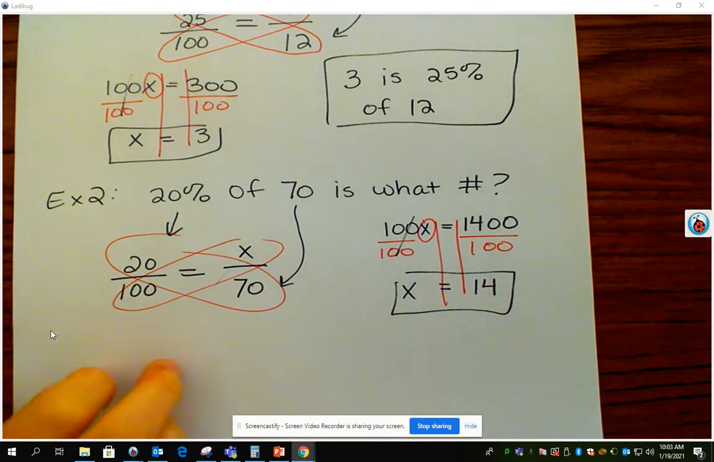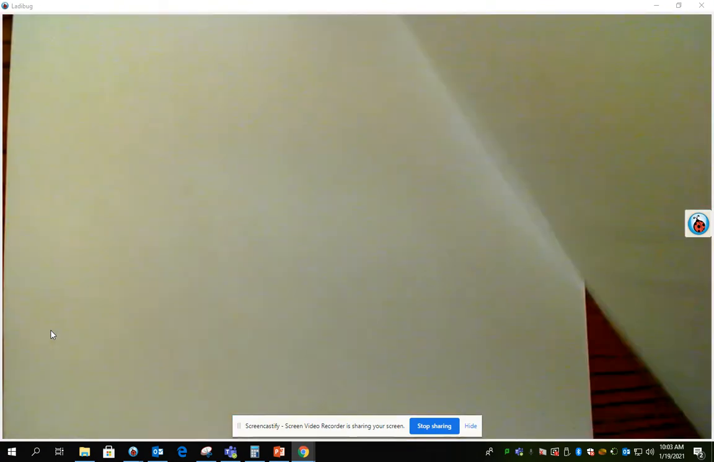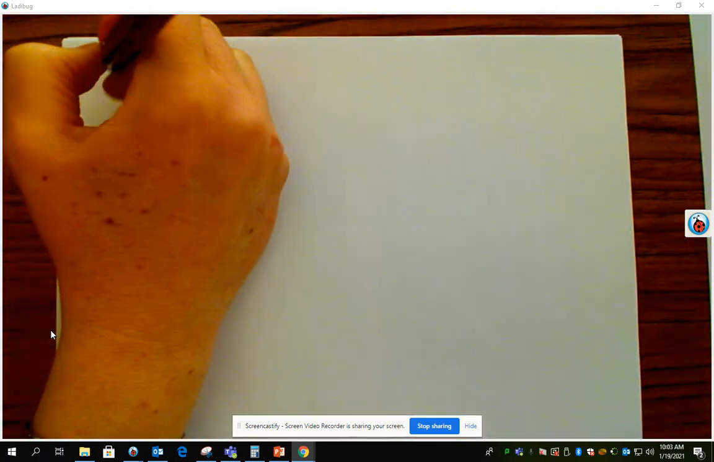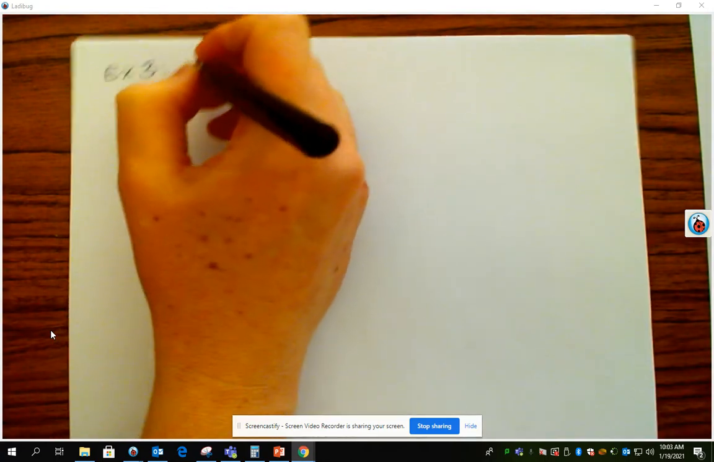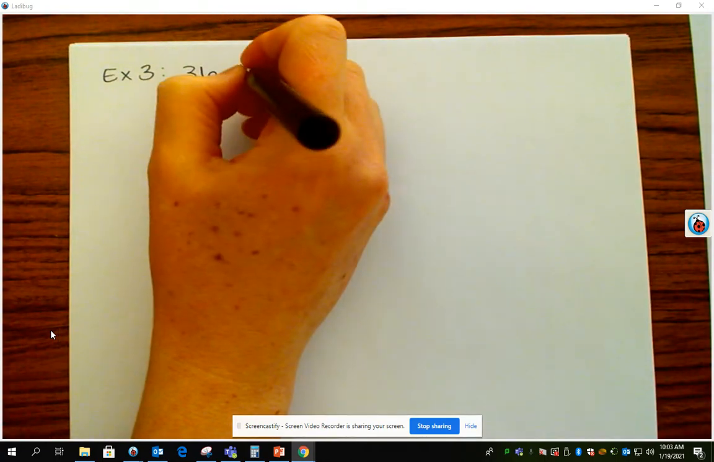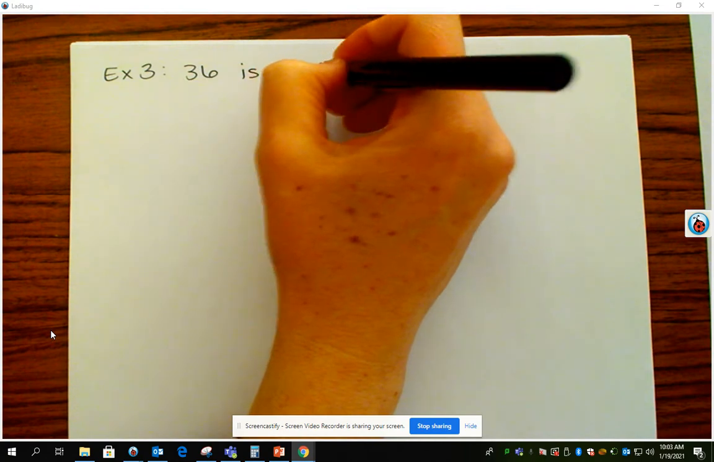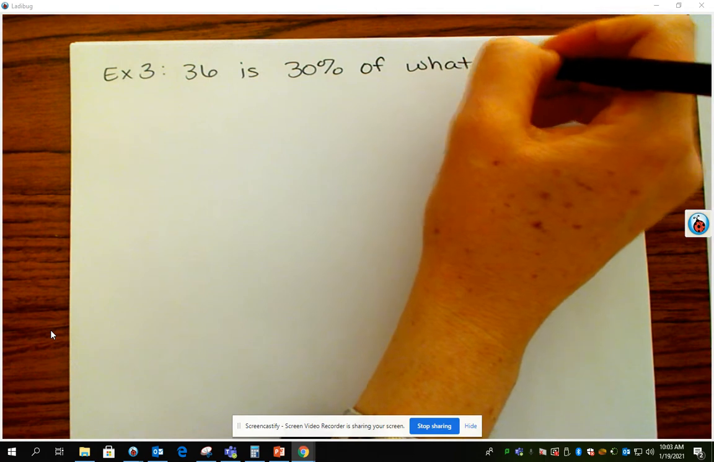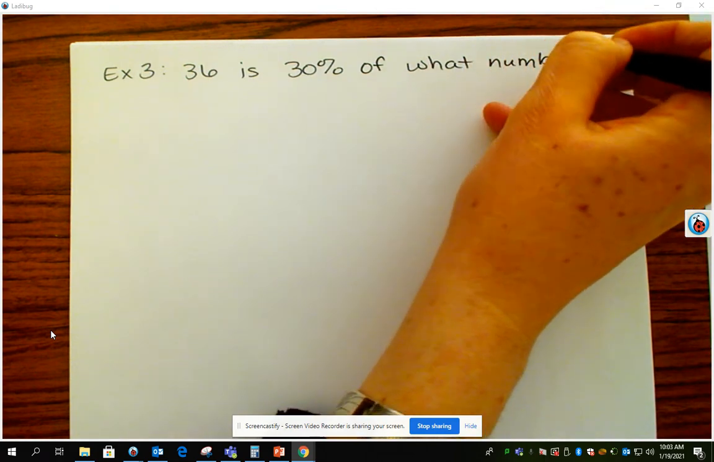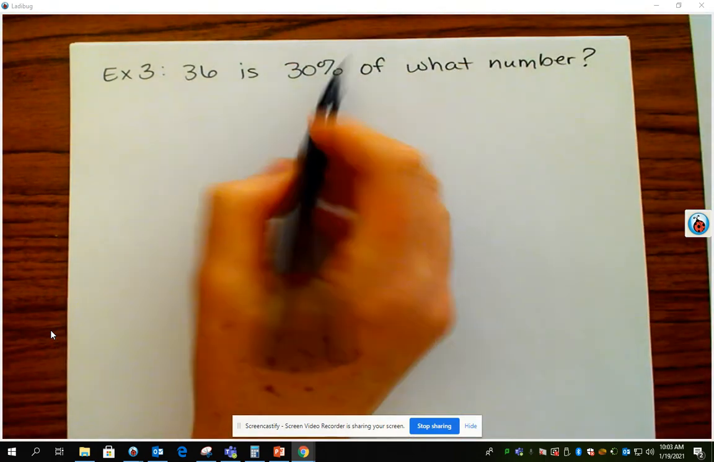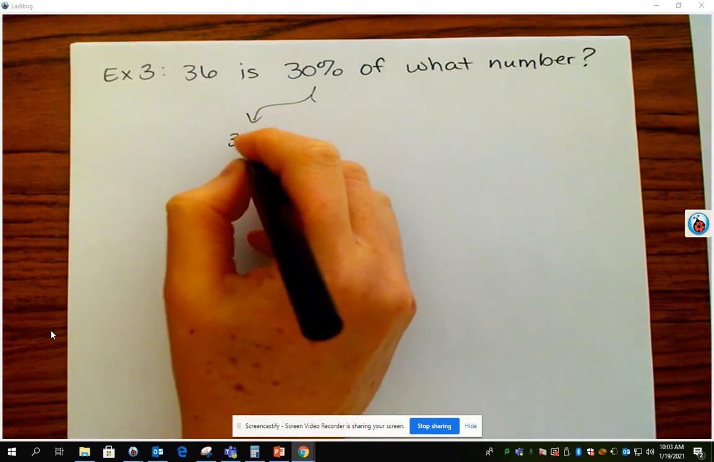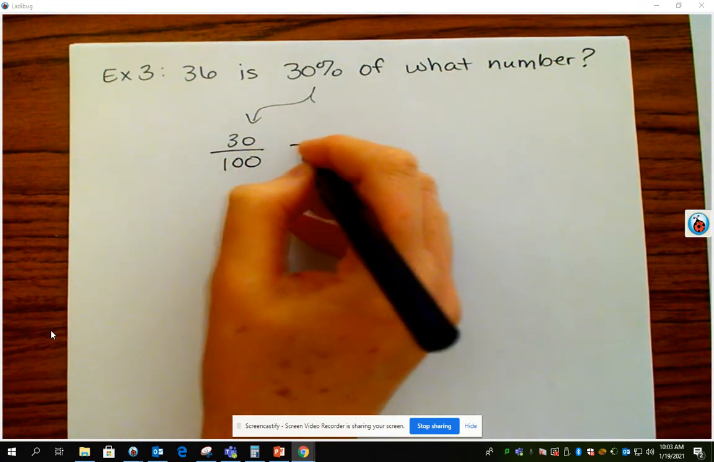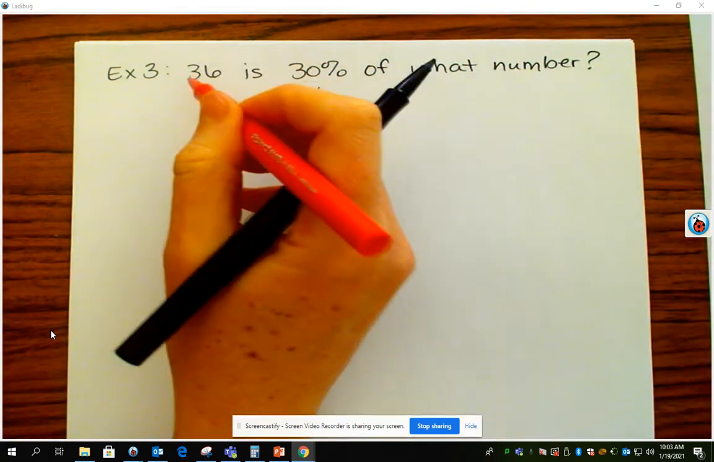All right, so let's look at some more examples. They just like to put these in very strange wording, and we want to be able to make our proportion no matter how they word it. So example 3 says 36 is 30% of what number? So again, we're given a percent. Use that first. 30 over 100. That part's done. And now look at what you're given.